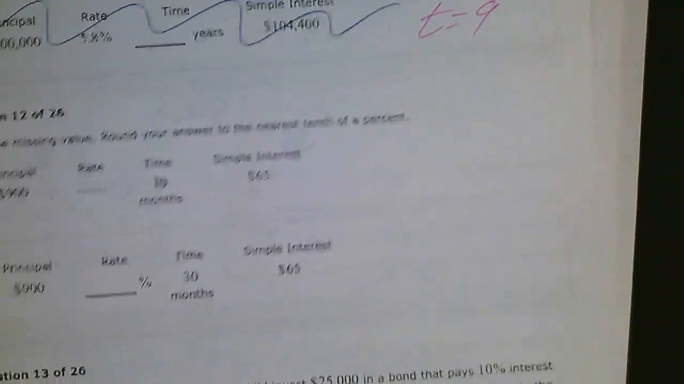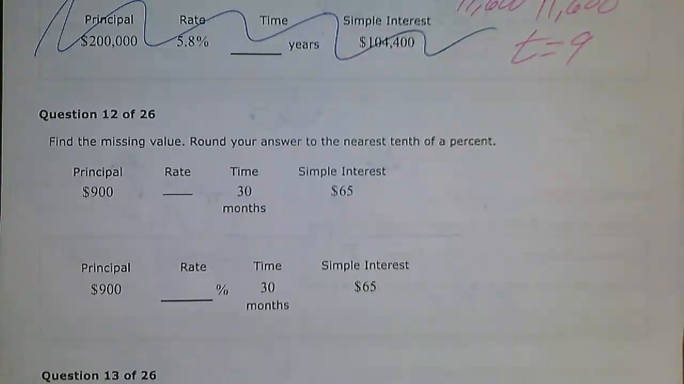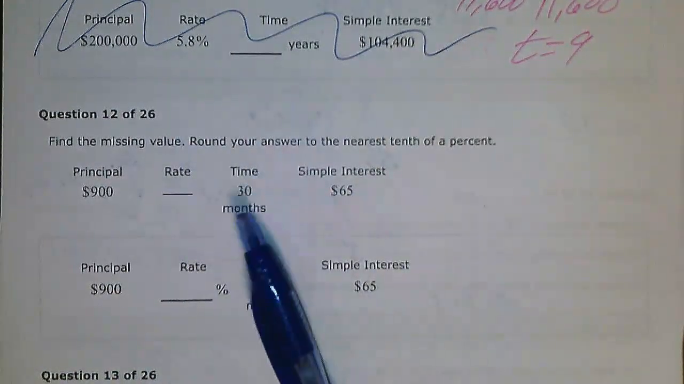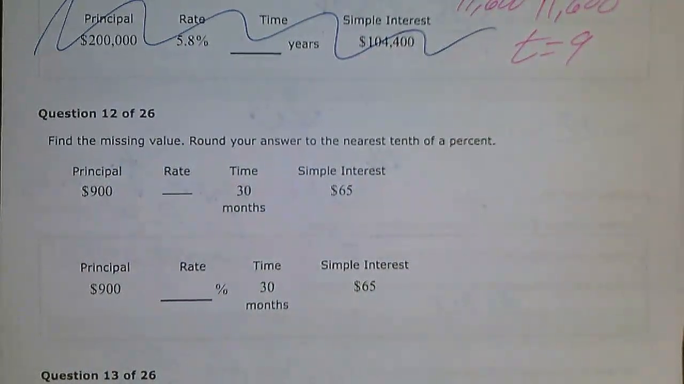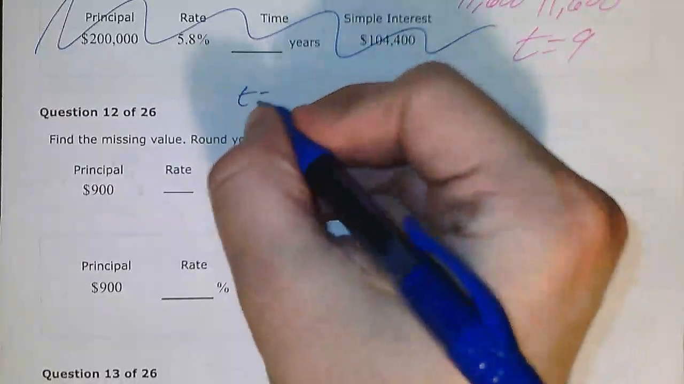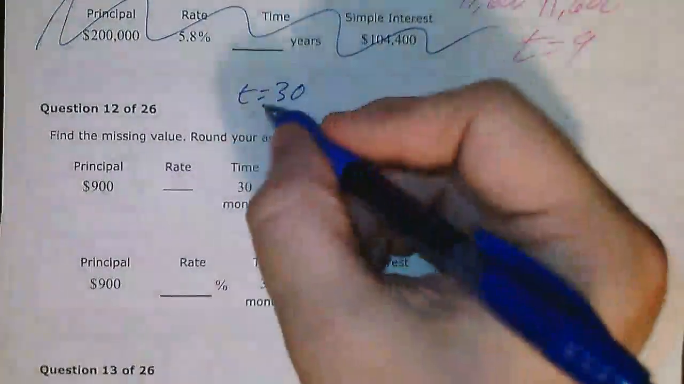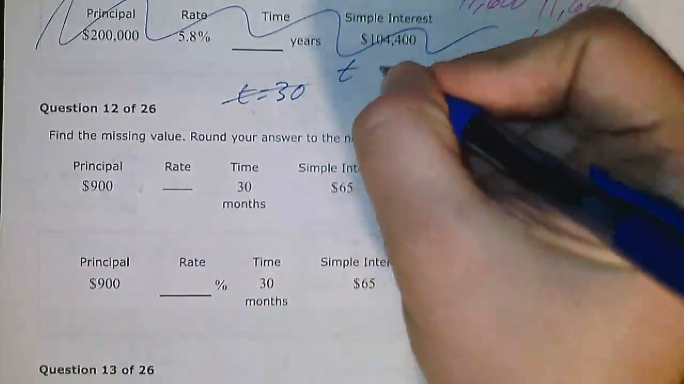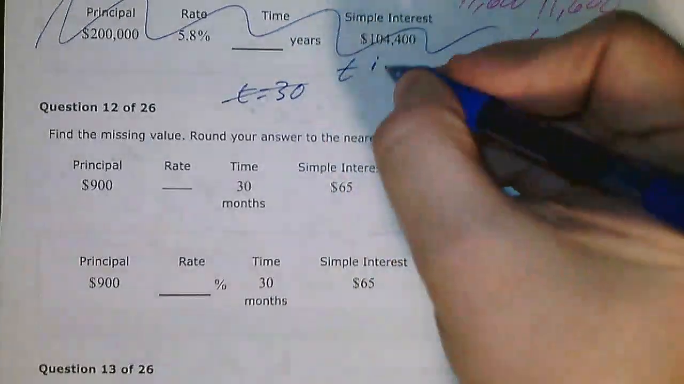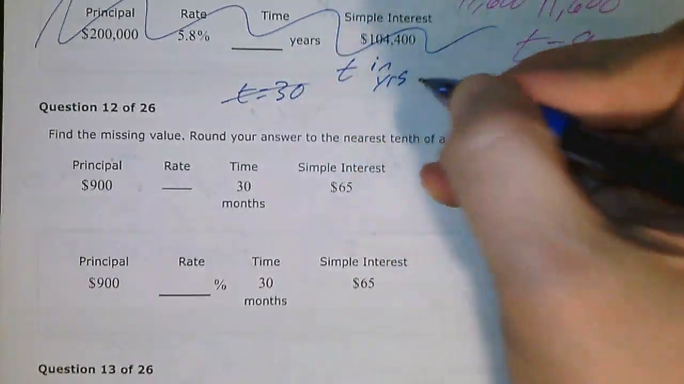Number 12. Now we are solving for the rate. This is a good question. We are given the time as 30 months. If you say that t equals 30, you will get this problem wrong. Because as I said, t is time in years.